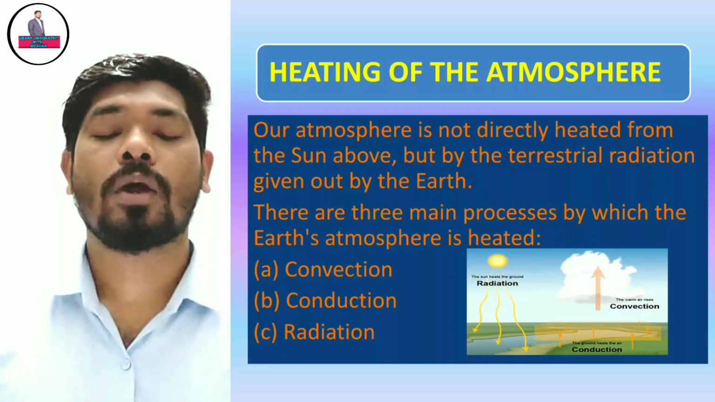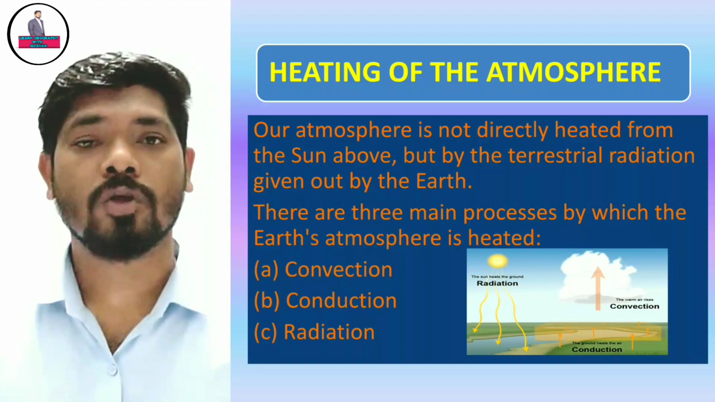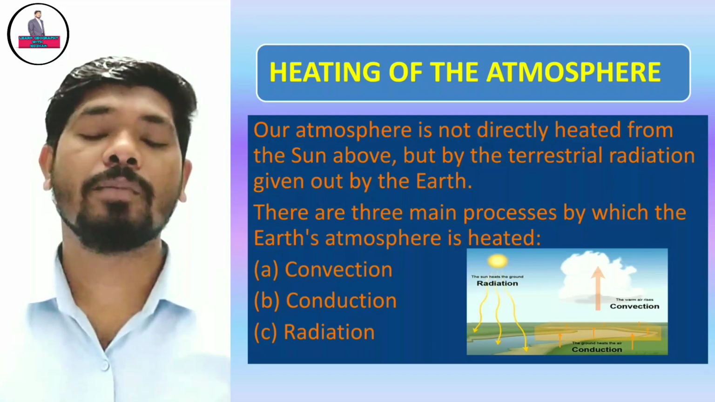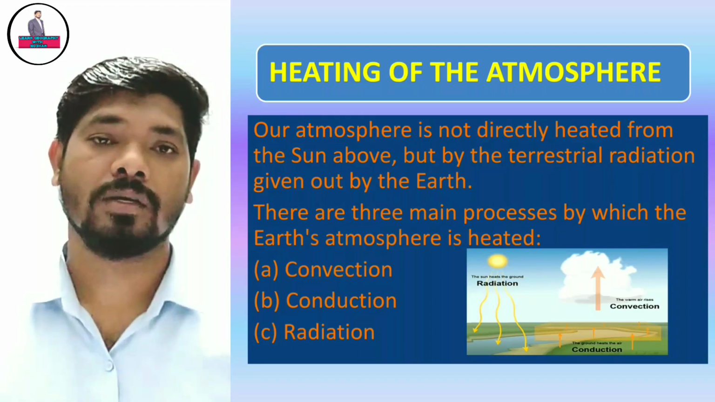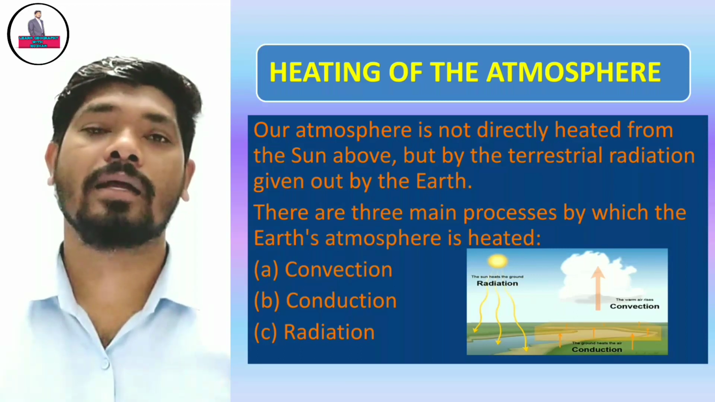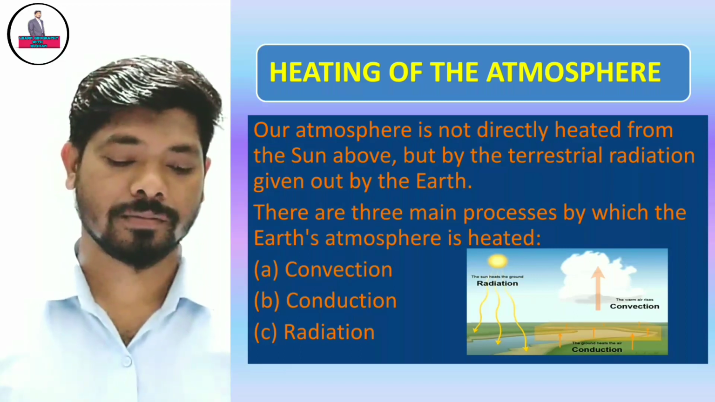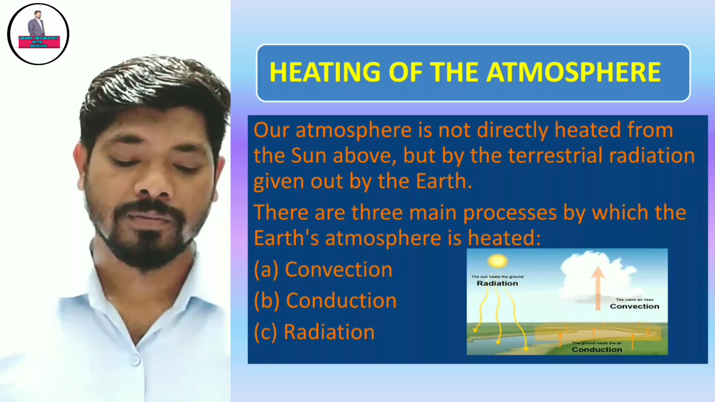Now you need to understand what is terrestrial radiation and what is solar radiation. The solar radiation means the incoming rays of the sun directly, that is heating of the earth, and the terrestrial radiation is indirectly heating of the atmosphere. Let's know what is terrestrial radiation.